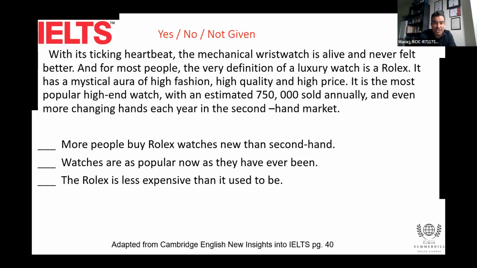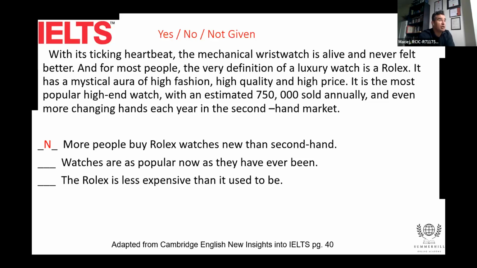All right, let's ask the audience here. More people buy Rolex watches new than second-hand. Would that be yes, no, or not given? Ooh, someone got stumped. I'm getting some yes from Pinky. All right, another yes. Not given from Yulia. It's a yes. All right, we're going to go very quickly here. It's going to be no. Because notice here, 750,000 sold annually and even more changing hands each year in the secondhand market. Oh, Patricia got it. There you go.